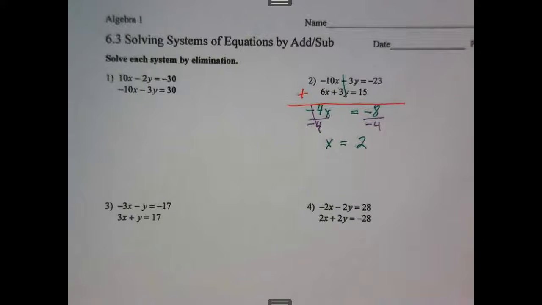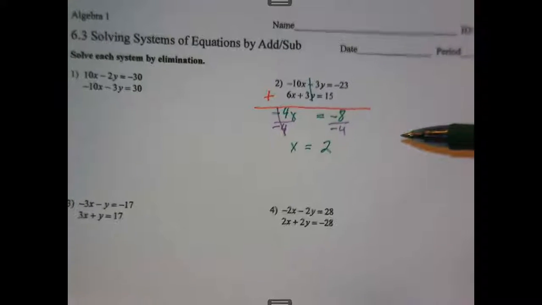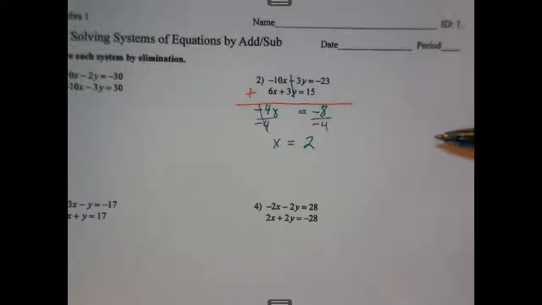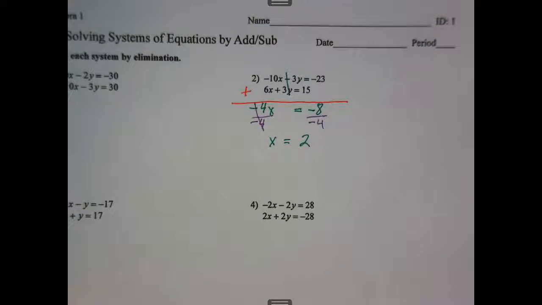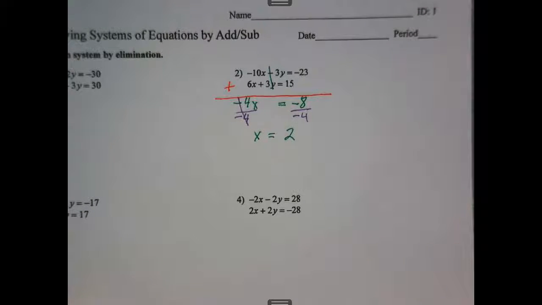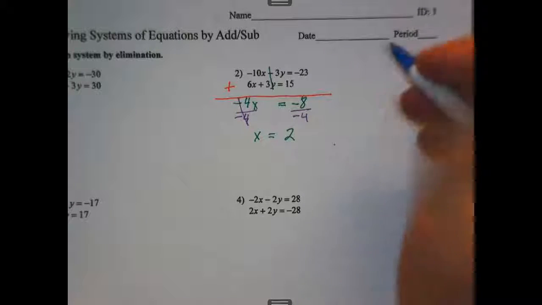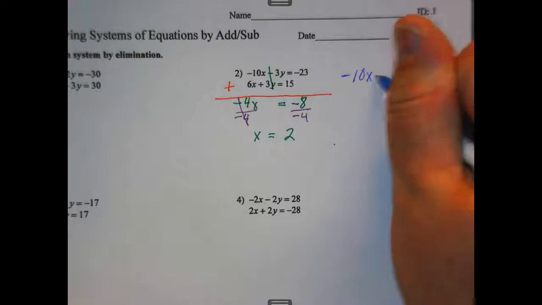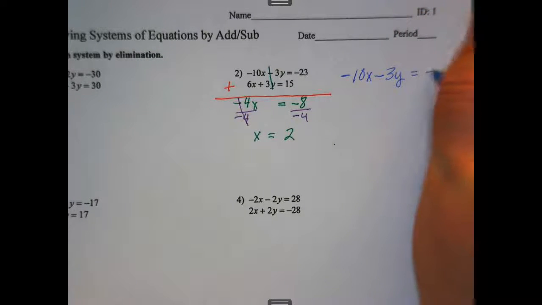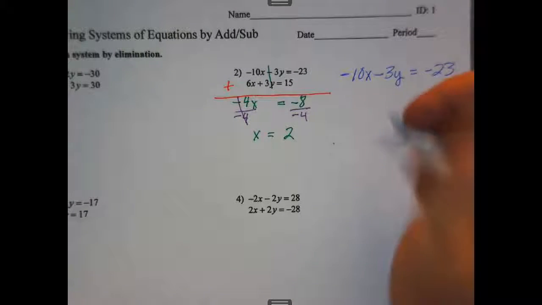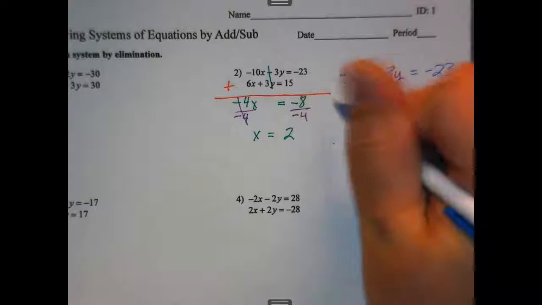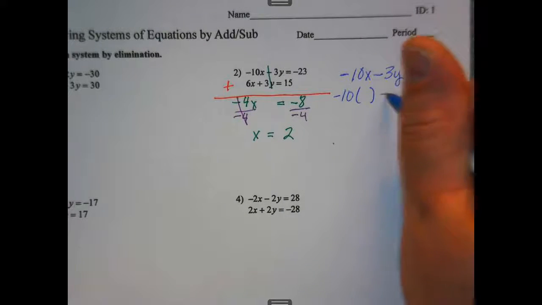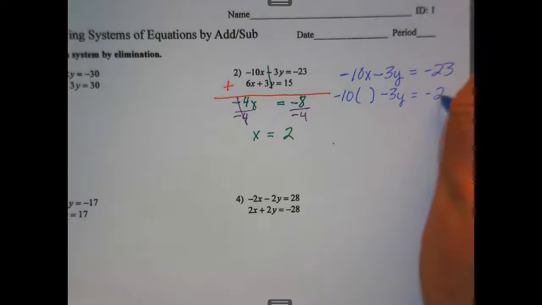Now, on the quiz that you took, many of you stopped at this point. You can't stop at this point because you haven't solved for y. Okay, so you got to go back and pick one of the equations. I'm going to pick the top one. Negative 10x minus 3y equals negative 23. I know x, so I solve for y.